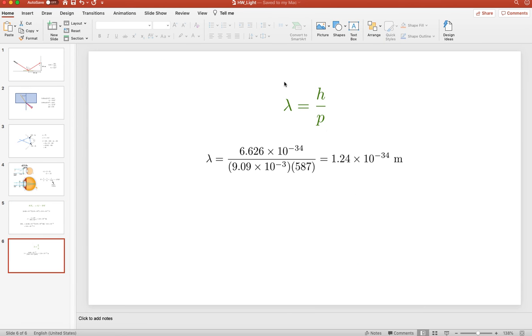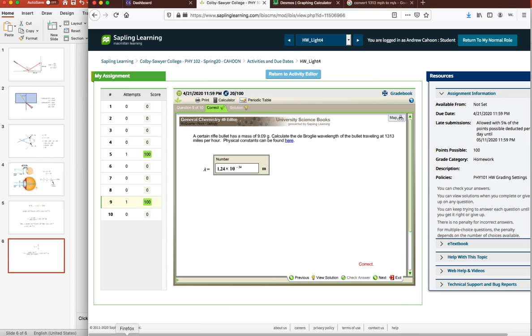Then the equation we're using is the de Broglie relation. Wavelength is h over p. And so h is the constant, p is the momentum, mass times velocity. The mass is given, and it's given in grams, so you need to convert it to kilograms. That's why it's 10 to the minus 3. And then the speed that we found, 587. And you get an answer of 1.24 times 10 to the minus 34 meters for the wavelength.